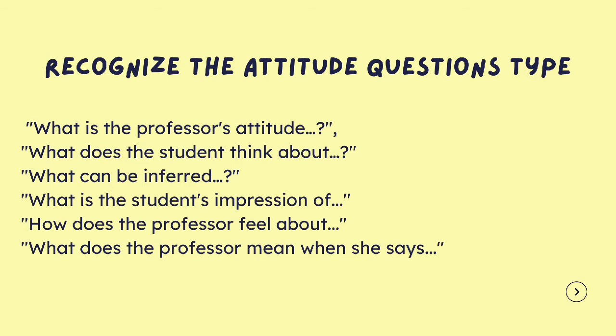What can be inferred? What is the student's impression of? How does the professor feel about? What does the professor mean when she says? And listen again. Pay attention to the sound of the speaker's voice for hints about their attitude and opinion about the topic. For example, if a conversation has someone accepting an apology, their tone would be gentle and understanding.